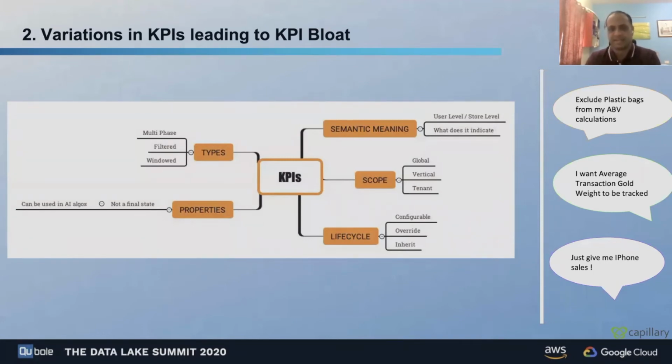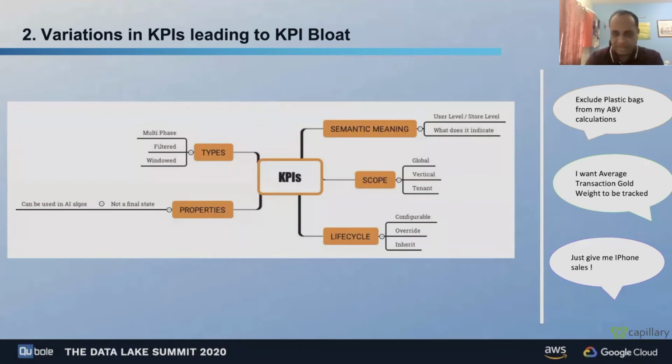The semantic meanings could be around what that KPI indicates. What level is it defined at? Is it defined at a user level? Is it defined at store level? What scope does it belong to? Does it belong to a global scope, like everybody understands this KPI, or does it belong to a particular vertical, or a particular tenant? It's very specific to the tenant. It could be a multi-phased KPI. It could be filtered KPIs. It could be windowed KPIs for a particular time duration, like an average basket value, but for a particular duration of time.